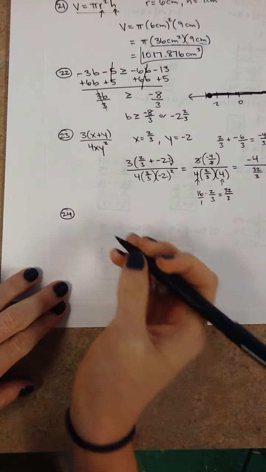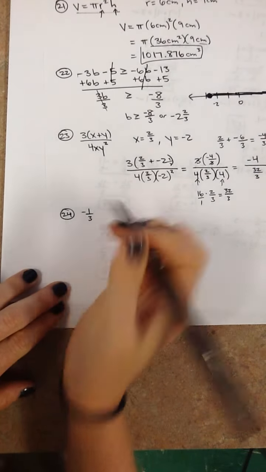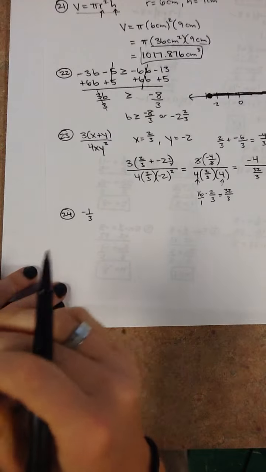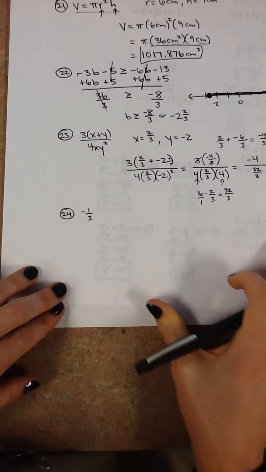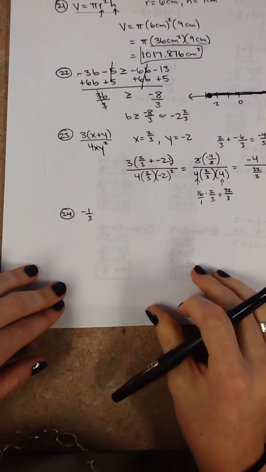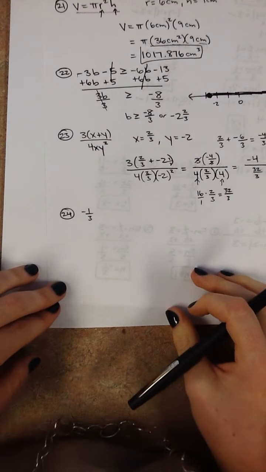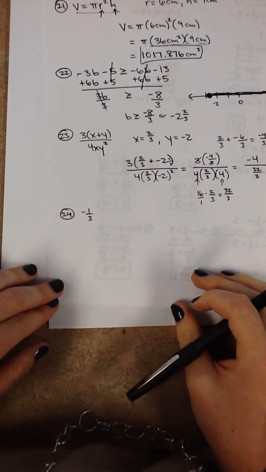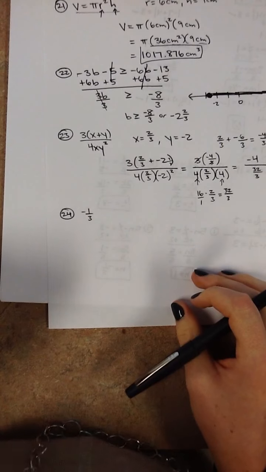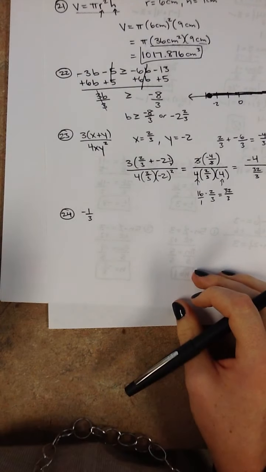Number 24, name the sets of numbers to which negative 1/3 belongs. So we've got a bunch of different sets of numbers. We have the natural numbers, that's the innermost. Those are just the positive non-zero whole numbers, 1, 2, 3, 4, 5, 6, etc. Then we have the whole numbers, which are all those numbers plus 0.